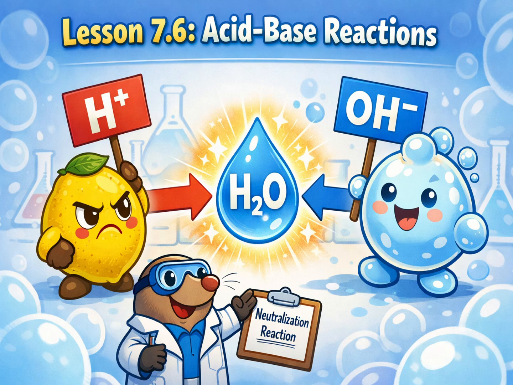In this lesson, we're going to look at how acids and bases react with each other. As we'll see, the hydrogen ion from the acid reacts with the hydroxide ion from the base to form water. What's left over forms an ionic compound, which we call a salt.